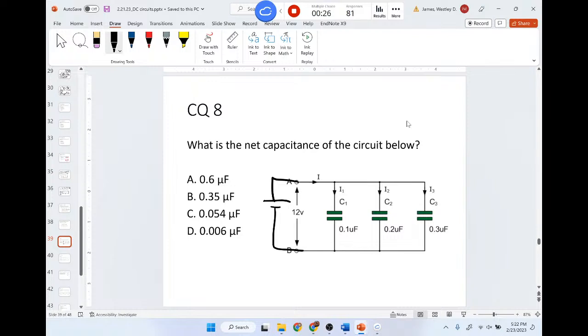The answers are the same as the last. The answer choices are the same as the last one. 0.6 microfarad, 0.35 microfarad, 0.054 microfarad, 0.006 microfarad.